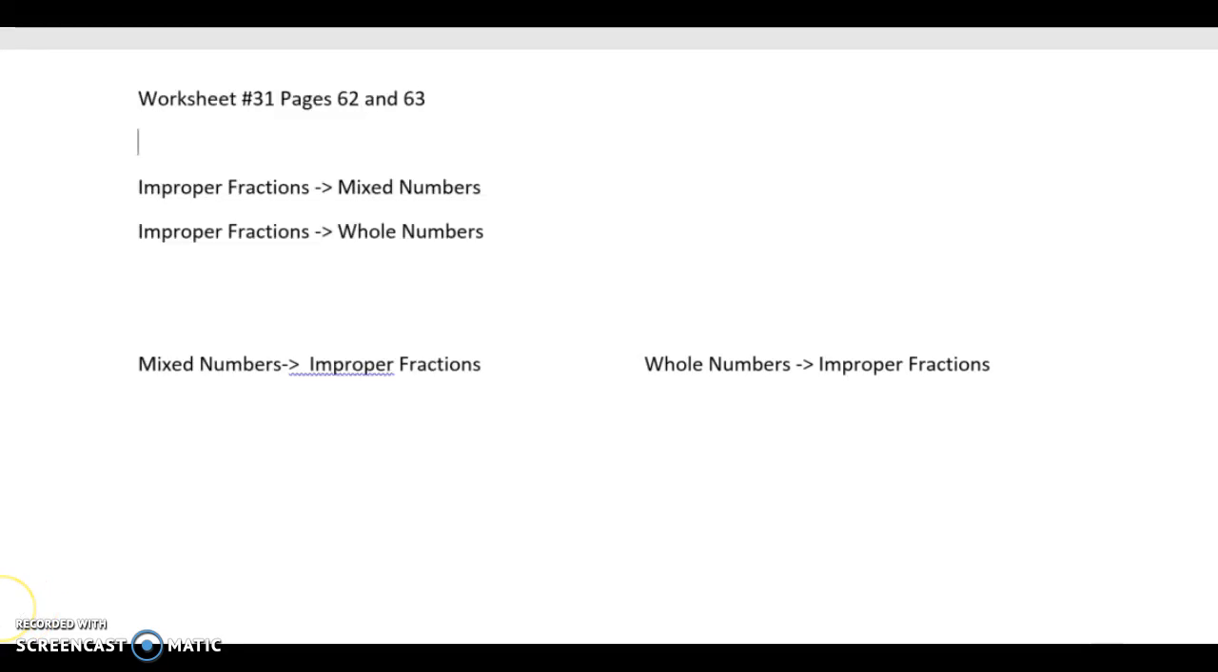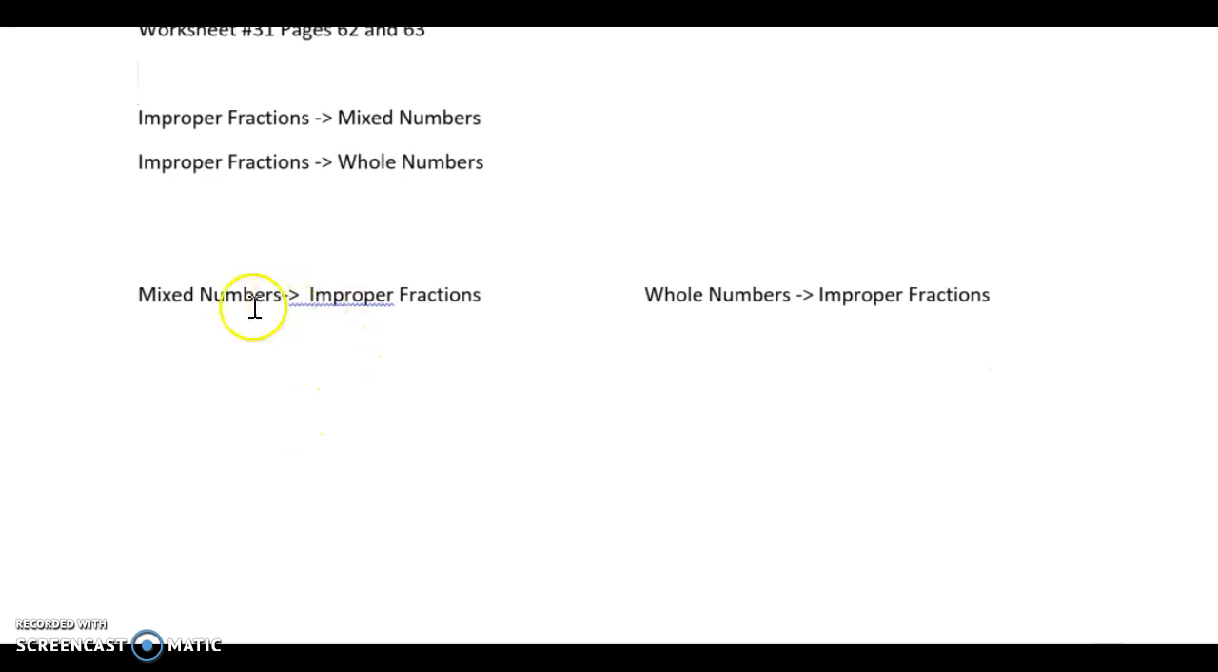All right, here are the notes for worksheet number 31, which is page 62 and 63 in the workbook. Yesterday in worksheet number 30, you changed improper fractions to mixed numbers, and then you changed improper fractions to whole numbers. So today we're going to work in the opposite direction. Now we're going to change mixed numbers into improper fractions, or whole numbers to improper fractions. So let's go ahead and look at what we did yesterday.